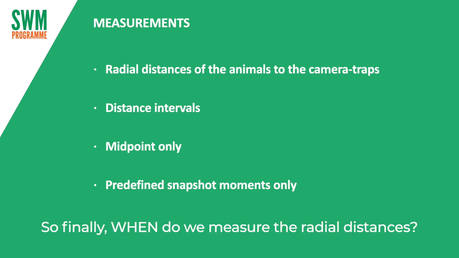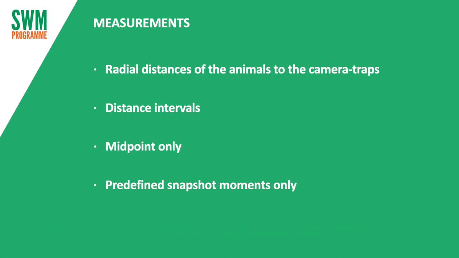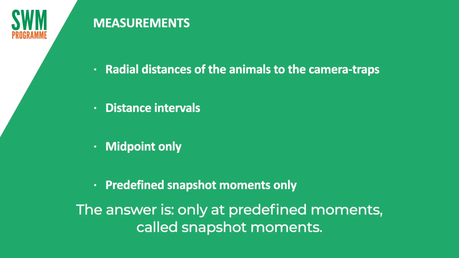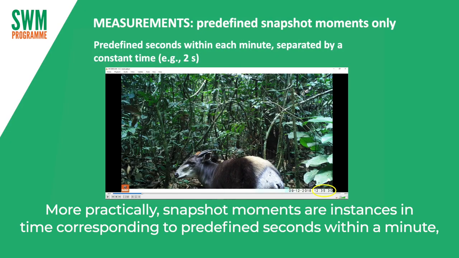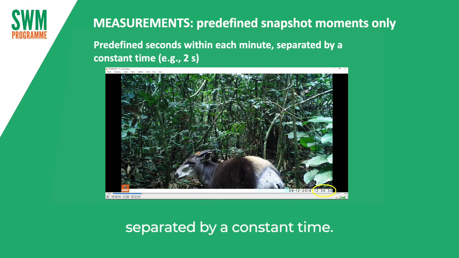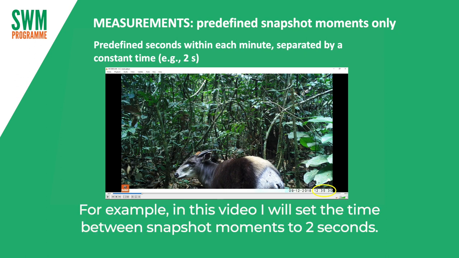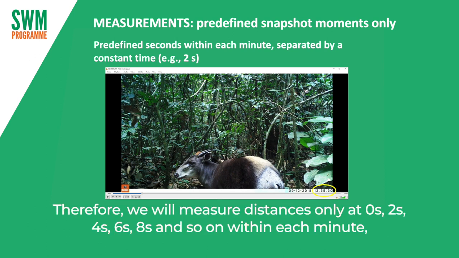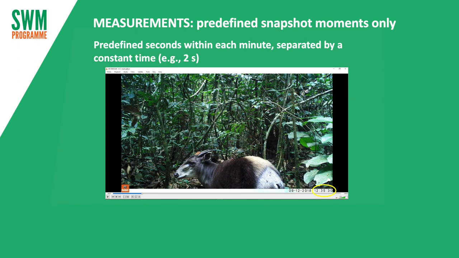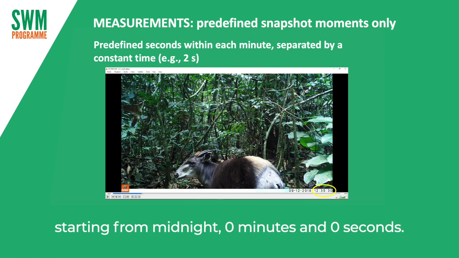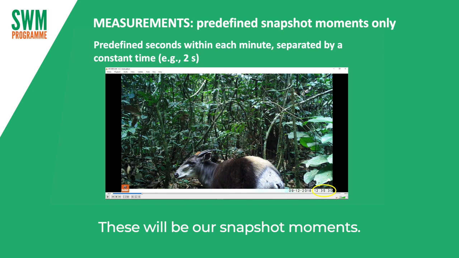So finally, when do we measure the radial distances? The answer is only at predefined moments, called snapshot moments. More practically, snapshot moments are instances in time corresponding to predefined seconds within a minute, separated by a constant time. For example, in this video we'll set the time between snapshot moments to 2 seconds. Therefore, we will measure distances only at 0 seconds, 2 seconds, 4 seconds, 6, 8, and so on within each minute, starting from midnight, 0 minutes, and 0 seconds. These will be our snapshot moments.